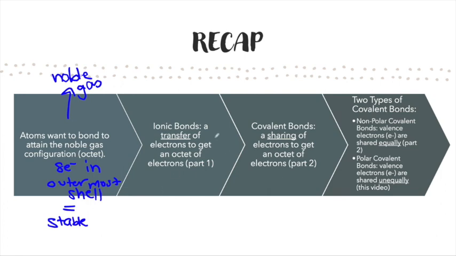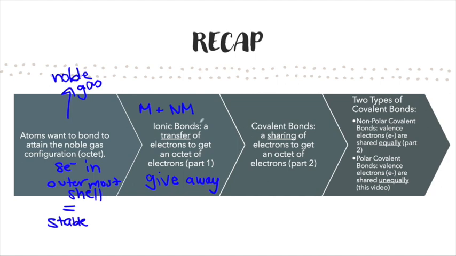Then we move on to ionic bonding. Ionic bonding is a transfer of electrons to get an octet of electrons. So they transfer, meaning they give away. If they have an extra, they lose that electron rather than sharing it. Or if they have one less, they get it from somewhere else. And that's how the ionic bond is made. Ionic bonds are also between a metal and a non-metal.